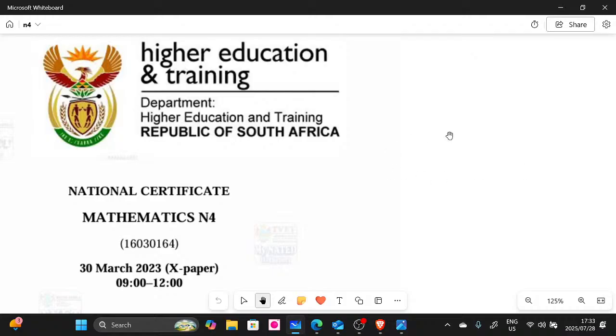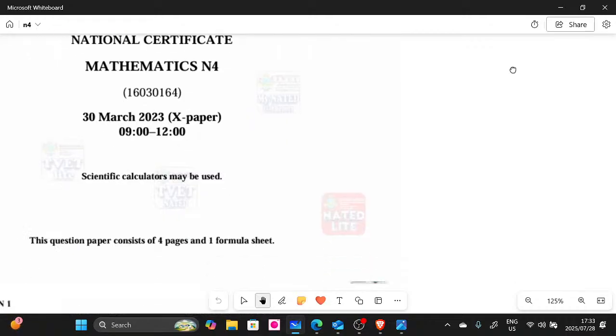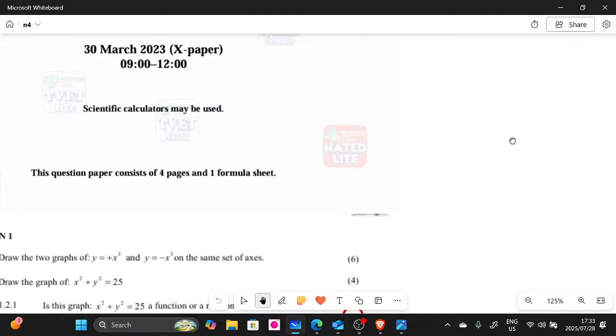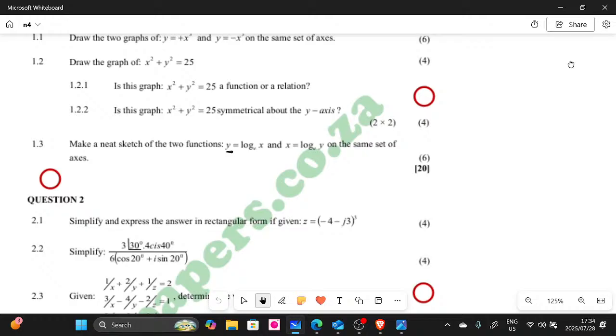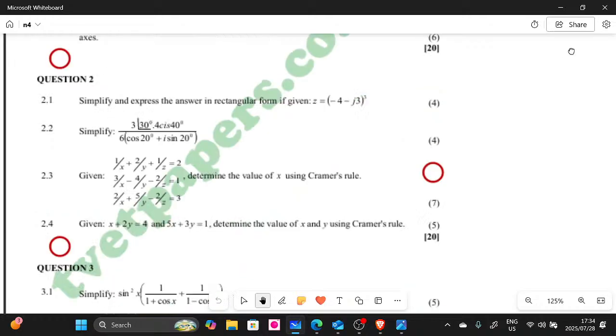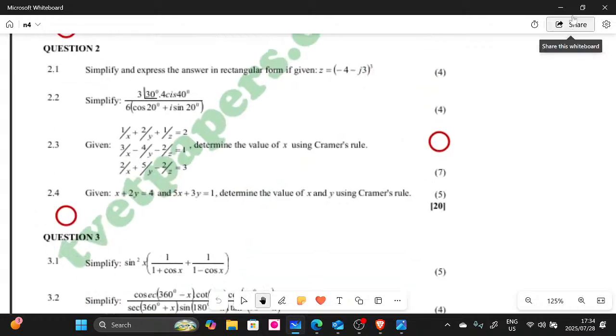So this is the question paper, National Certificate Mathematics N4. It was written March 2023. Again, guys, if you want to watch the recent one, you can go to the playlist. You will find the recent question paper, which was written last block, March 2025, so you can go and watch it there. For now, let's just go to question 2.